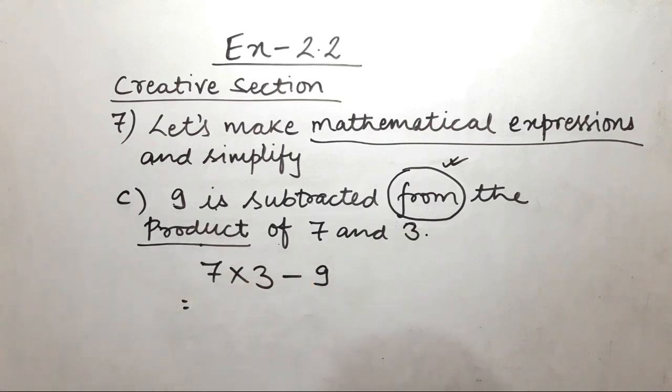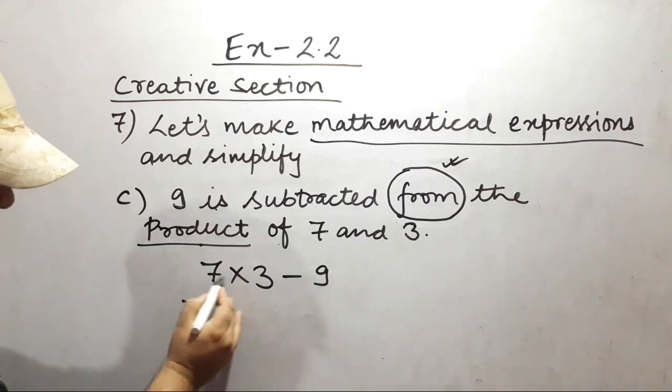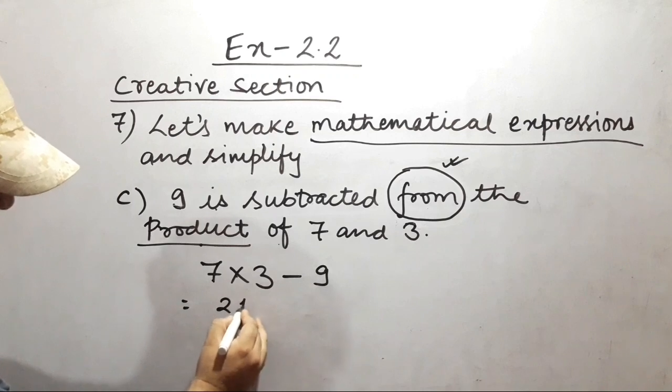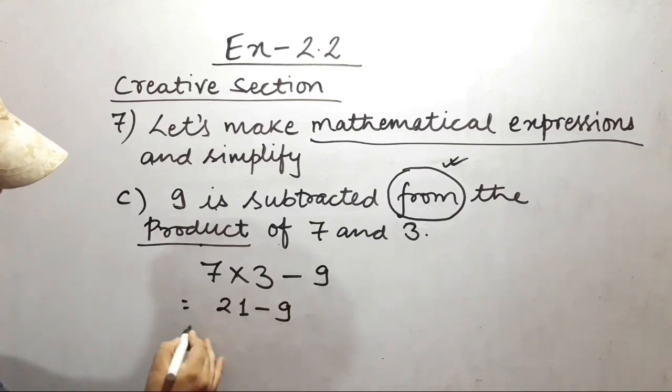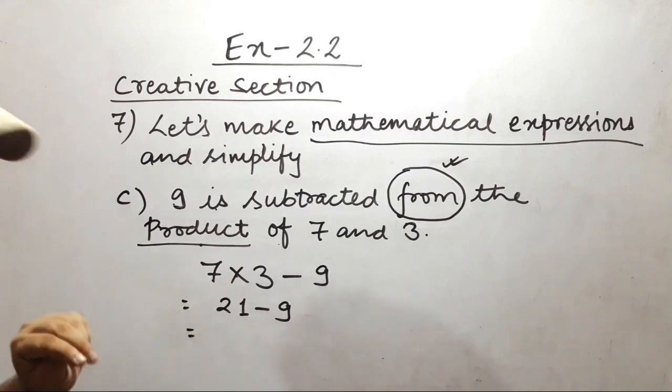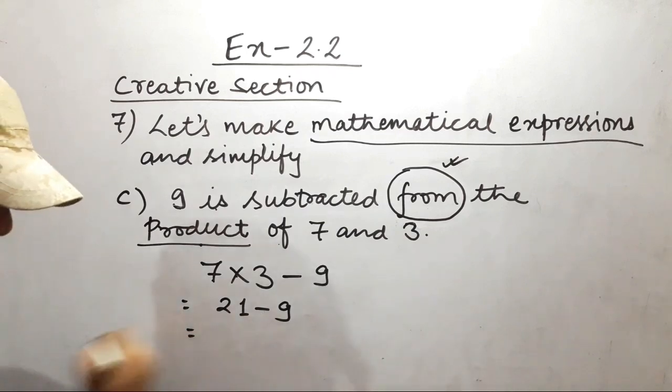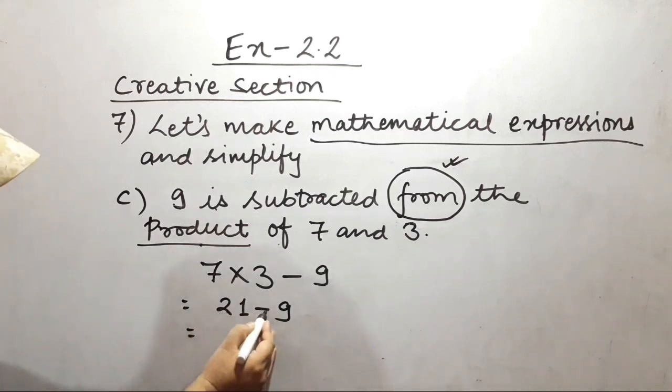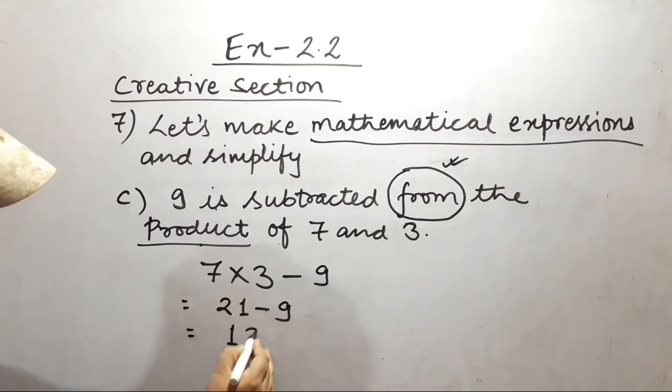So according to the DMAS rule, at first there should be division, but there is no division. So after division, multiplication, 7 into 3, 21, minus 9. After multiplication, there should be addition, but we have no addition. So we will do a subtraction. 21 minus 9, we get 12.